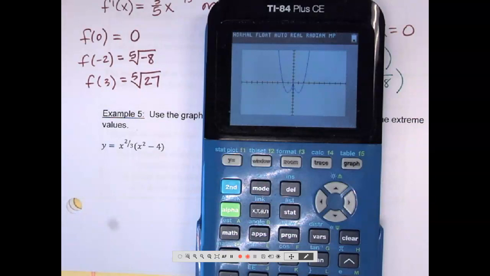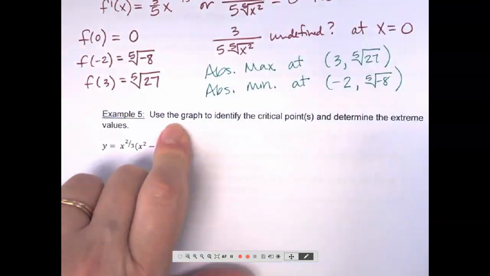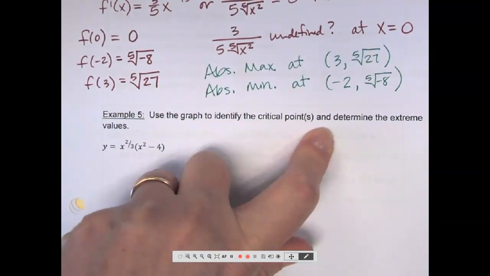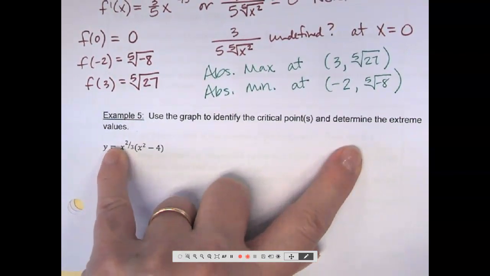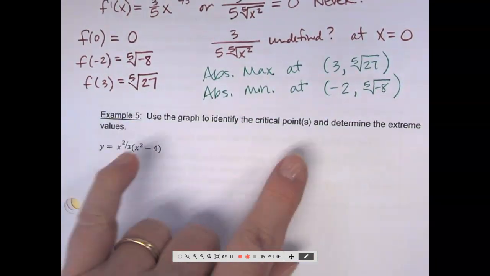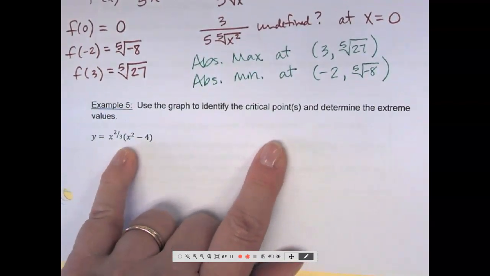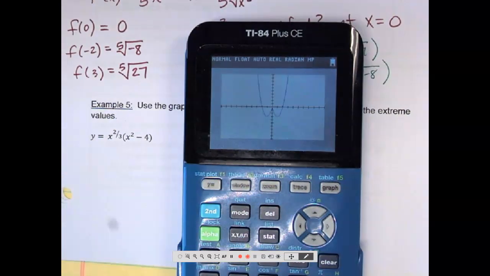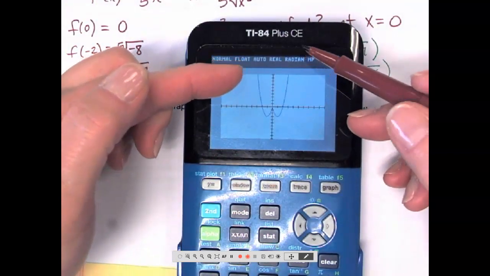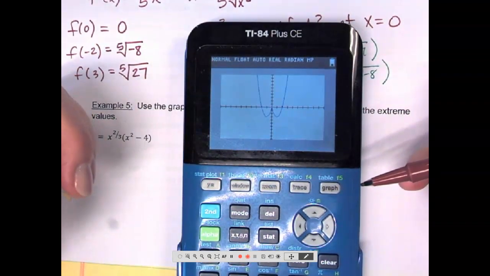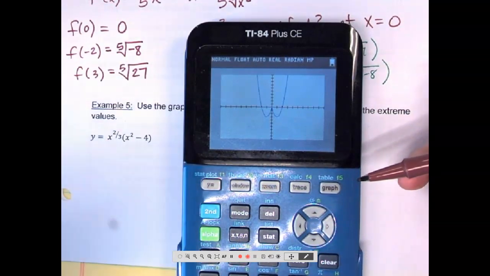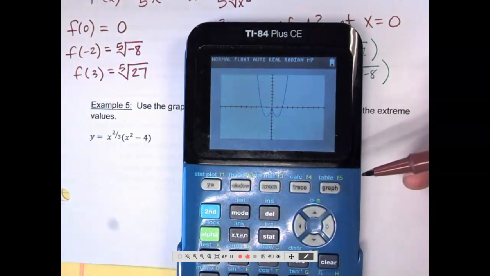All right, so I want to identify the critical points and determine the extreme values. Okay, now notice on here, I did not limit the domain. Domain is all real numbers on here. Is there a highest point? Not if the domain's all real numbers, because these ends are both going up to positive infinity. Is there an absolute lowest point? Yes, in fact, there are two, and they're going to be the same y level. How do I find them?